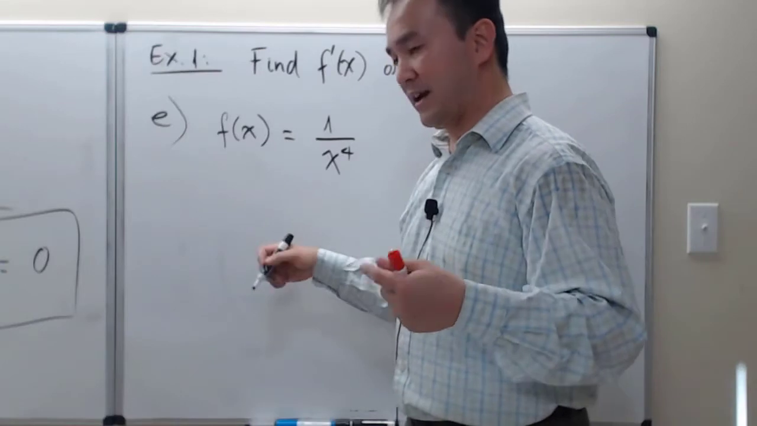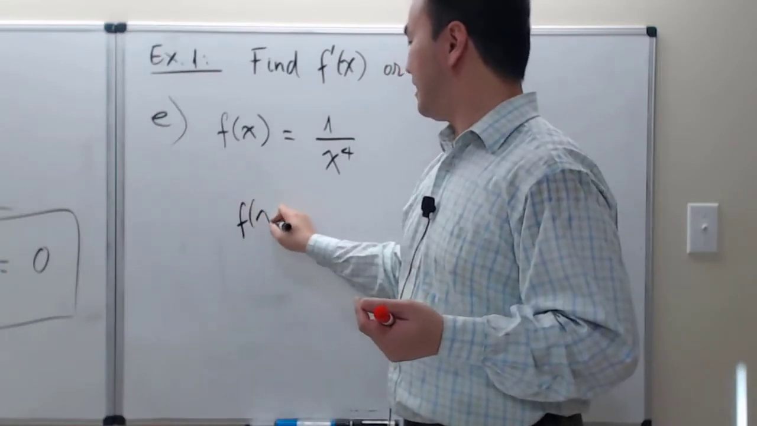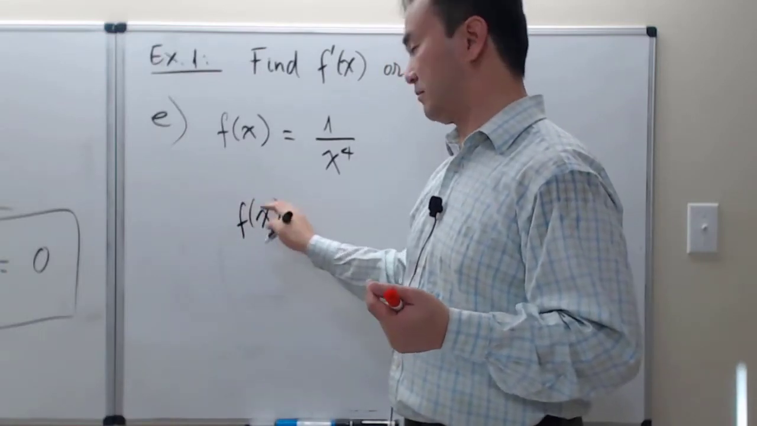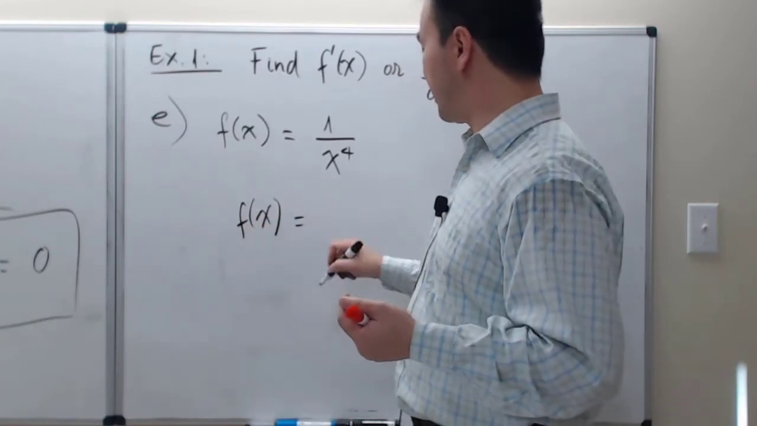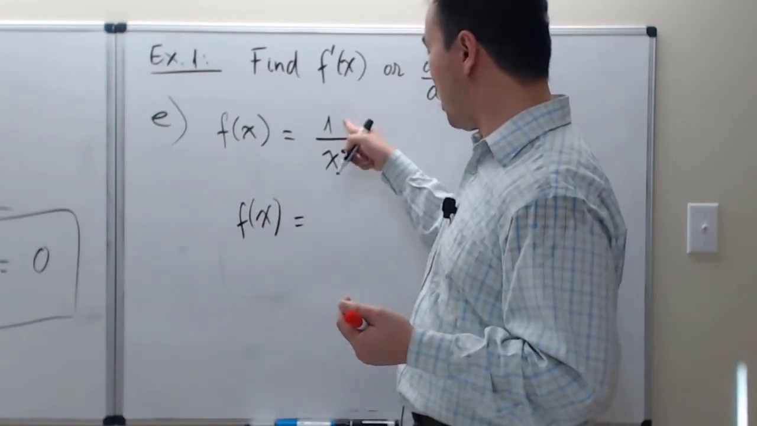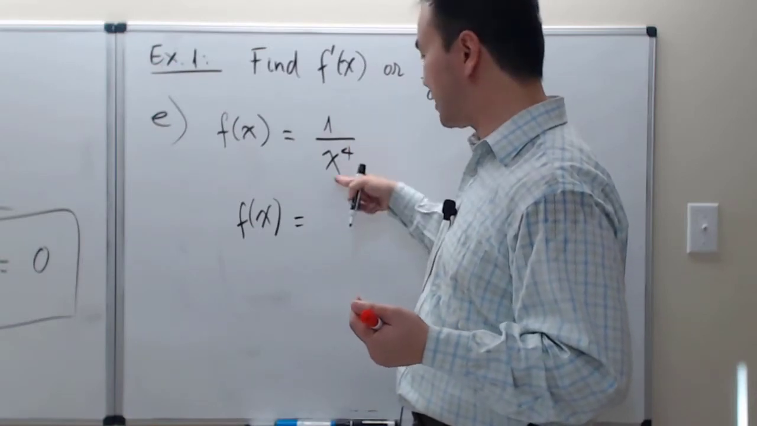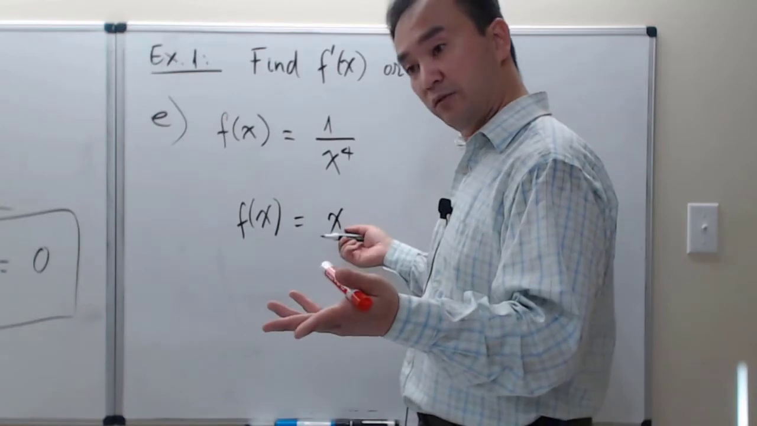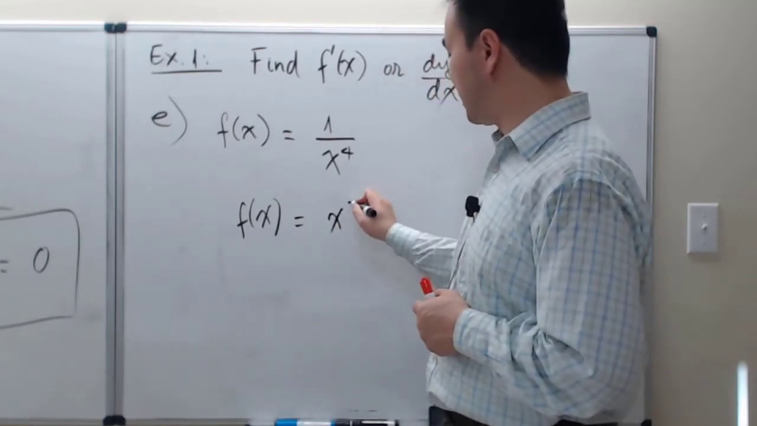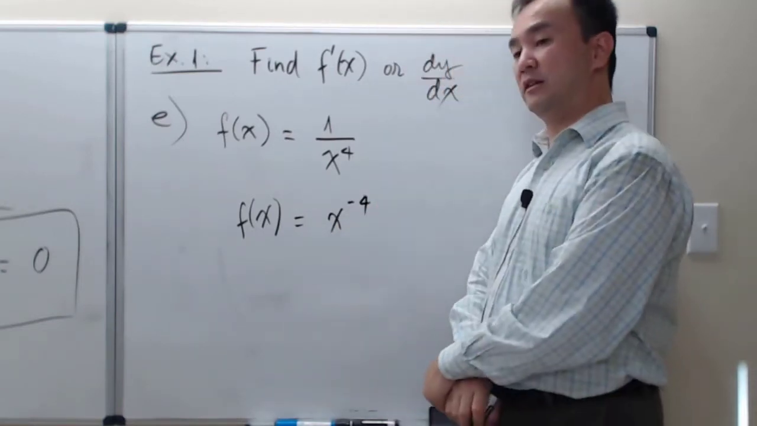So again, I am going to rewrite my expression. I'm not taking the derivative yet. I am going to rewrite my expression as, so this 1 over x to the 4th right here, it's a reciprocal of x to the 4th. So I can think of that also as, it's just the rule of algebra again, x to the negative 4 power.